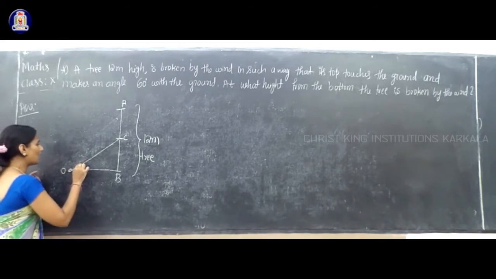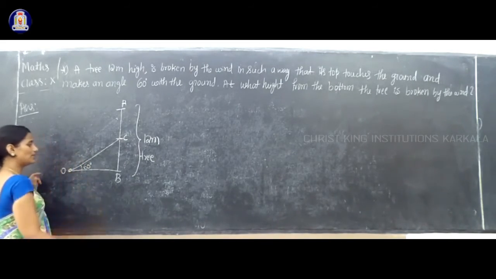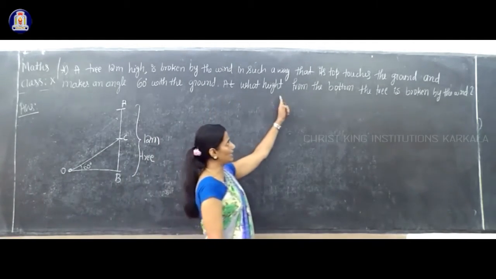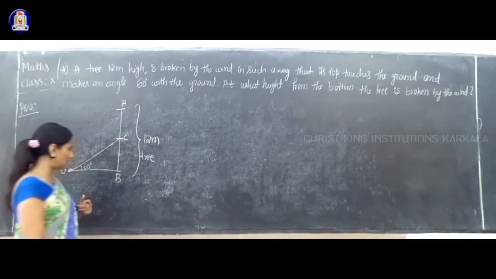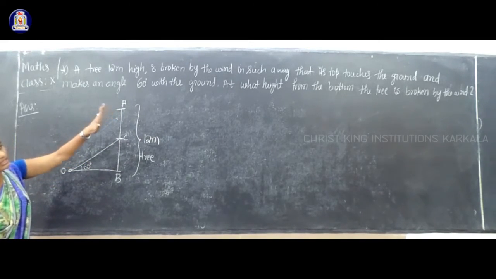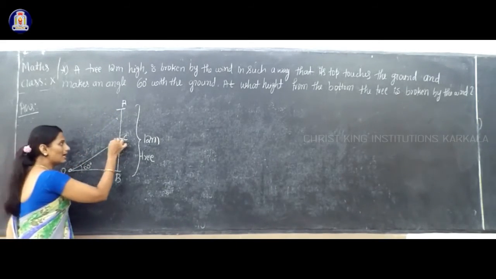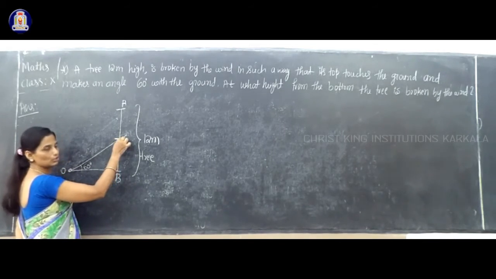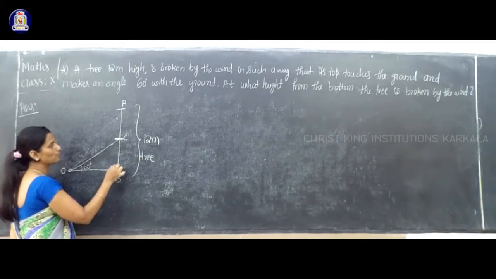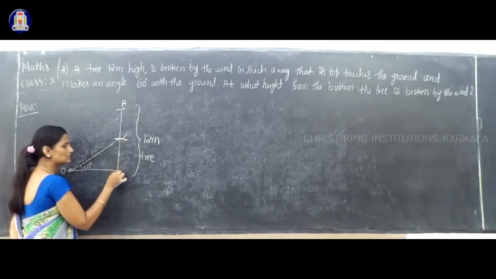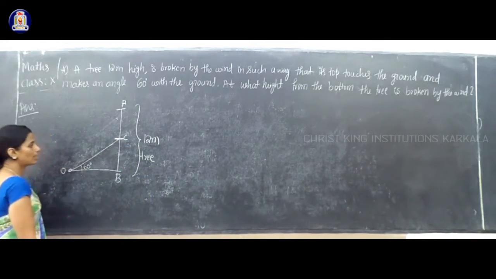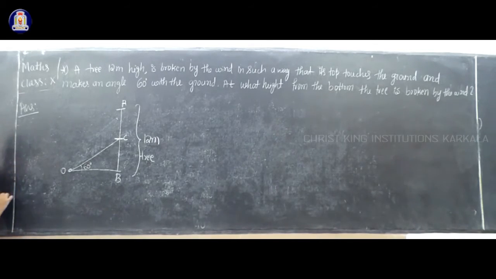Next, that makes an angle of 60 degree. Your question is, at what height from the bottom of the tree is it broken by the wind? So that means at this point it is broken. You have to find out from the bottom at what point it is broken. So the question is BC. BC is your question. Now how to find it? First we'll write the figure.